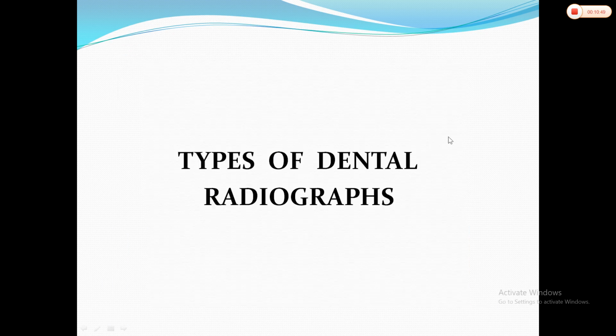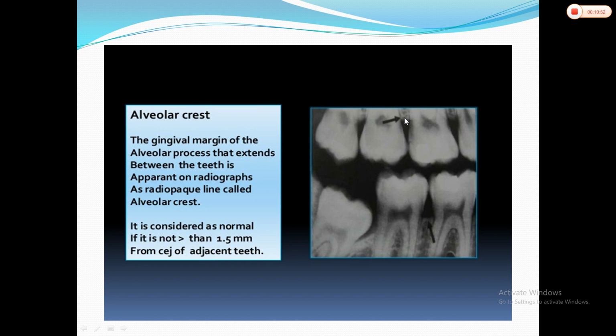Next one is alveolar crest. See the arrow mark. The alveolar crest is the gingival margin of the alveolar process in between the teeth. It should not be more than 1.5 mm from the CEJ, that is the cemento-enamel junction. If it is more, that indicates loss of interdental bone. If the extension is more, that means the alveolar crest is more than 1.5 mm from the CEJ, that means there is bone loss, usually seen in periodontitis cases.